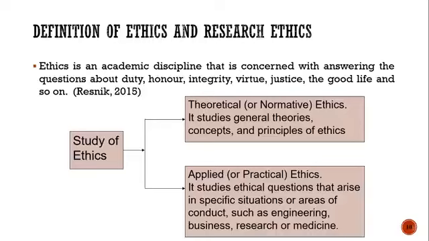Now we see the definition of ethics. It is basically an academic discipline concerned with answering questions about duty, honor, integrity, virtue, and so on. There are two types of ethics that are followed. One is theoretical, which gives concepts, theories, principles. The next one is applied, where the theories, thoughts, hypotheses, principles are being followed.